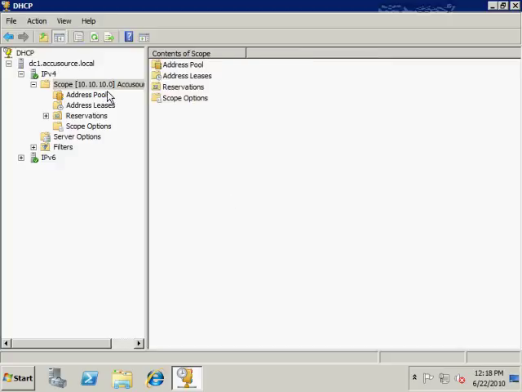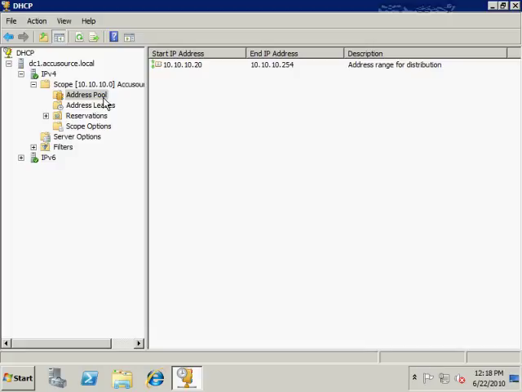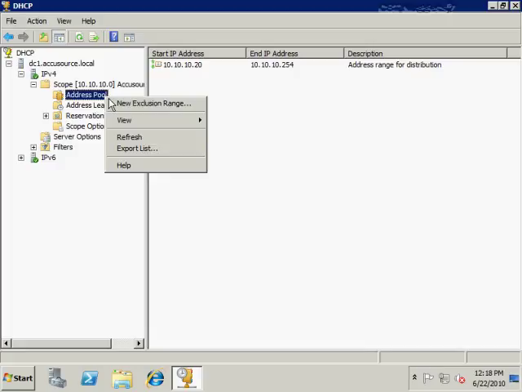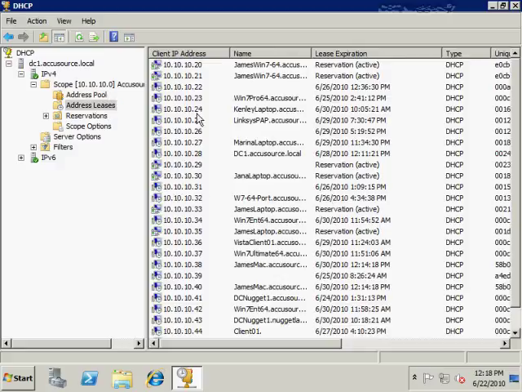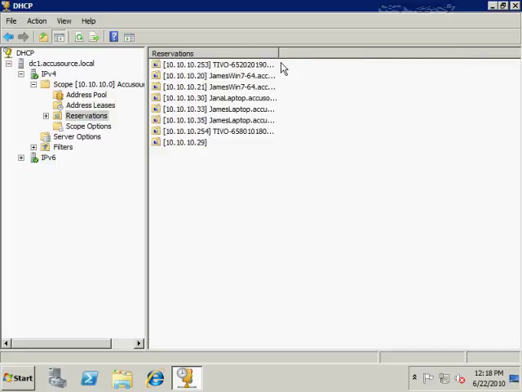So here we would have a scope that we would configure, and then we would have an address pool that we would configure. And you can see here that the address pool that I've configured here is 10.10.10.20 through 254. And the first few addresses, 1 through 19, are reserved for other things, other kinds of devices like servers and printers and the like. Any address leases that I have given out will be given here. So these have all been leased out to clients out there on the network right now. And then if I have any reservations, I can configure those as well.